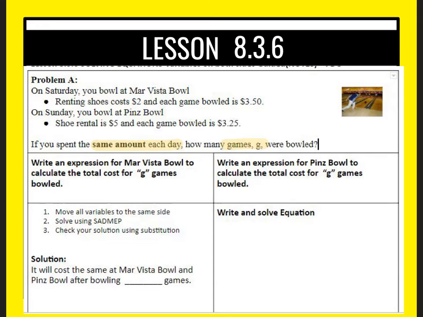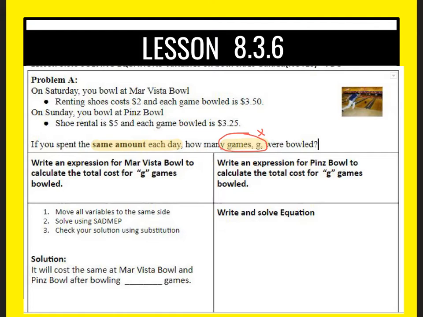So they're looking for the number of games that you bowled where you spent the same amount of money at each location. Since games is what I'm looking for, I can either use the variable g or the variable x, since that's my unknown. Wherever I see the word games, I need to focus on that to help me write my expression.